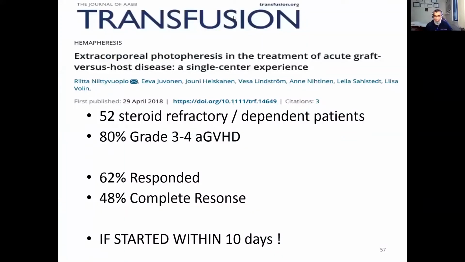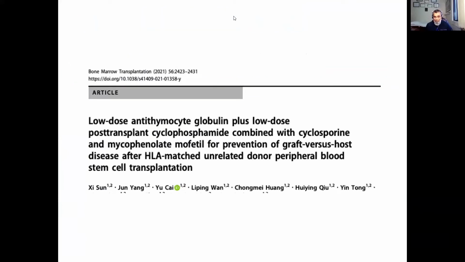If started within the first 10 days, about 60% of patients could be salvaged. This is available in Pakistan. AFBMTC is offering it. But the problem is usually cost. The cost of one session is around 130,000 rupees, and you usually need multiple sessions, 8, 10, 12, to see a response. So cost becomes prohibitive.